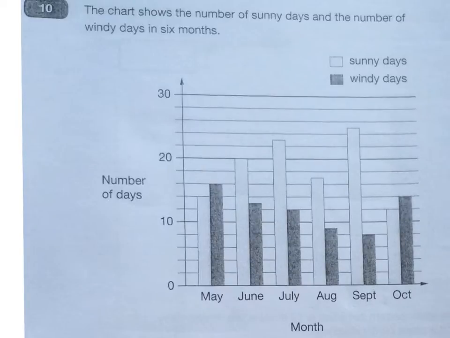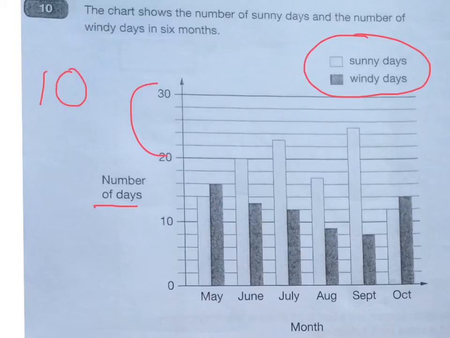Here now is my graph, and a quick glance at the key over here shows me it's a graph showing sunny days and windy days. Up the vertical axis I can see is labelled a number of days, and if I notice between 20 and 30 that's a jump of 10. And then if I count the intervals between that jump, there's 1, 2, 3, 4, 5 intervals. So if I do 10 divided by 5, I know that it's going up in jumps of 2 days.